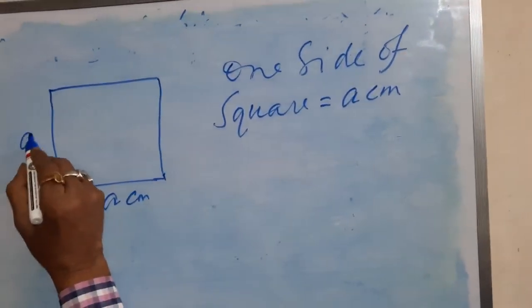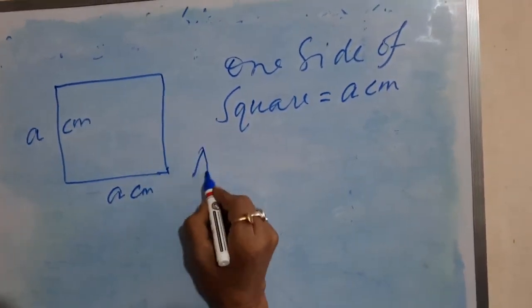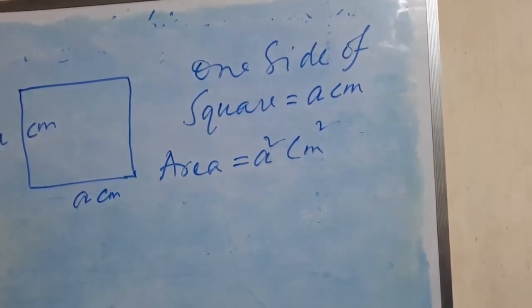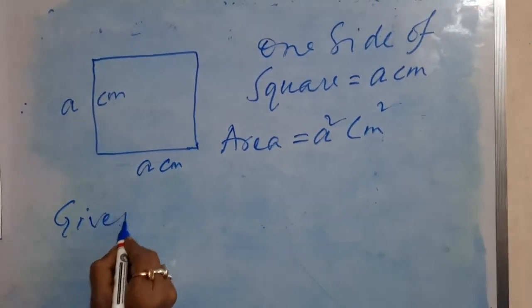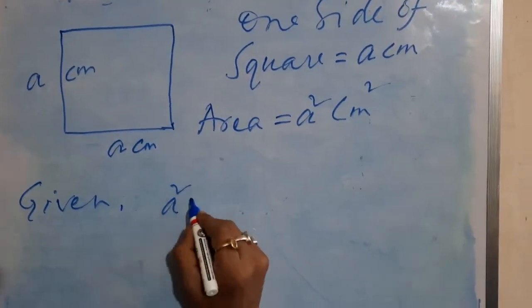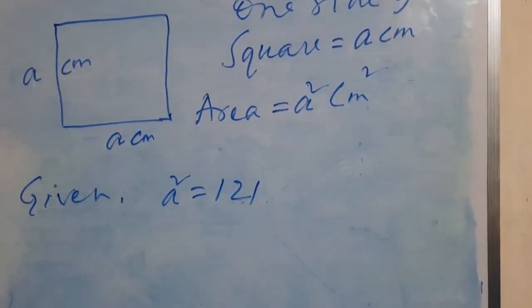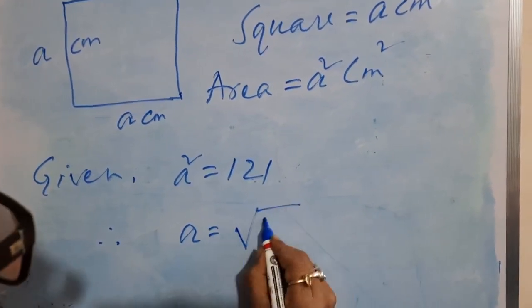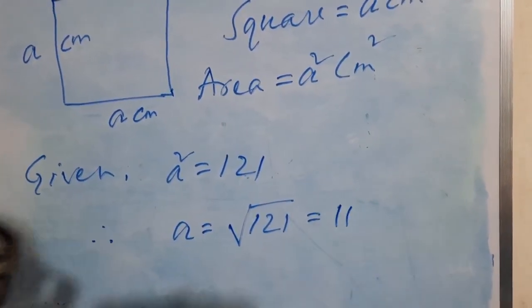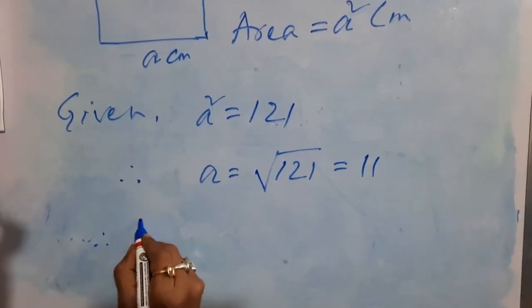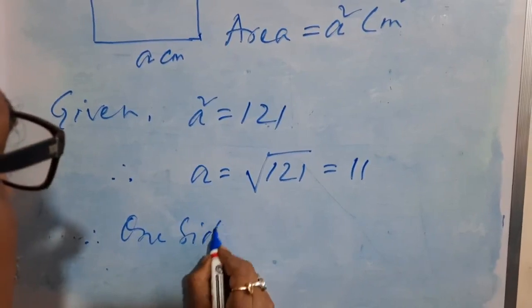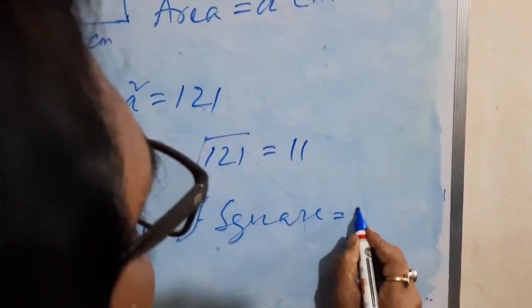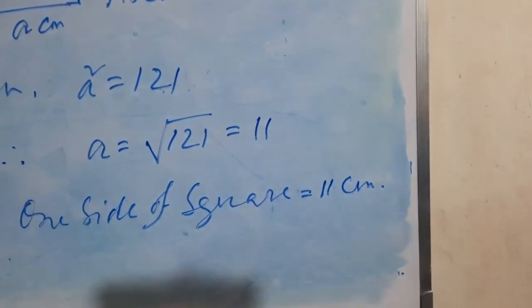Therefore, area is equal to a square centimeter square, given a square is equal to 121. Therefore, a is equal to square root of 121, which is equal to 11. Therefore, one side of the square is equal to 11 centimeters.